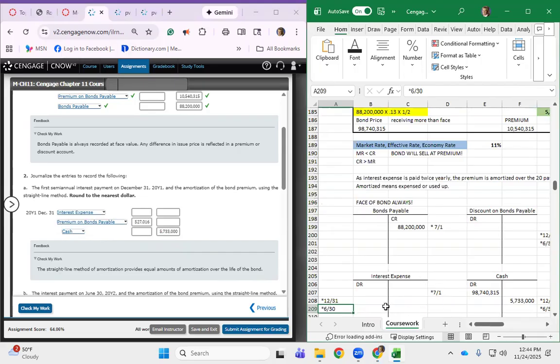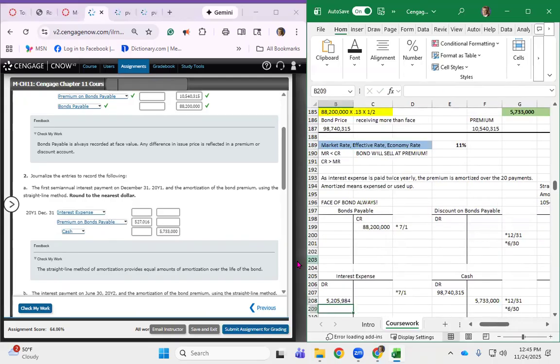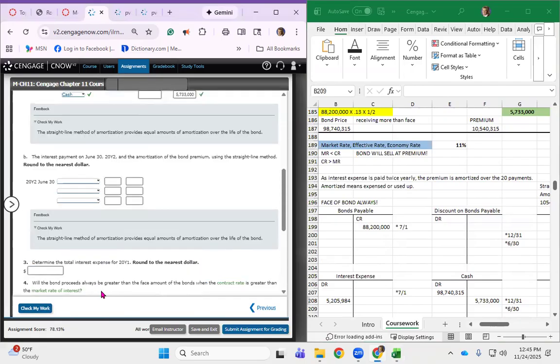Okay, let's calculate this. This interest is not adding to credits. It's taking the proceeds that you got from cash and subtracting the amount you are amortizing your premium. And hopefully this will do a lot better than the last one. All right, so now I'm going to put 5,205,984, and those two numbers should add up to the interest payment that we're making. Okay, let me see if I'm right.